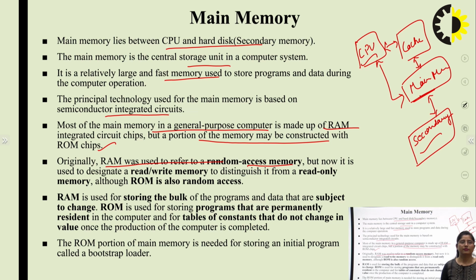Originally RAM was known as random access memory, but nowadays it is also known as read or write memory. Why is it known as read or write memory? Because here you can manipulate, update, store and write your data. But in read-only memory, you cannot write any data, you cannot update or modify, you can only read the stored data. So RAM is used for storing the bulk of the program, but ROM only stores data that is permanently stored and cannot be updated.